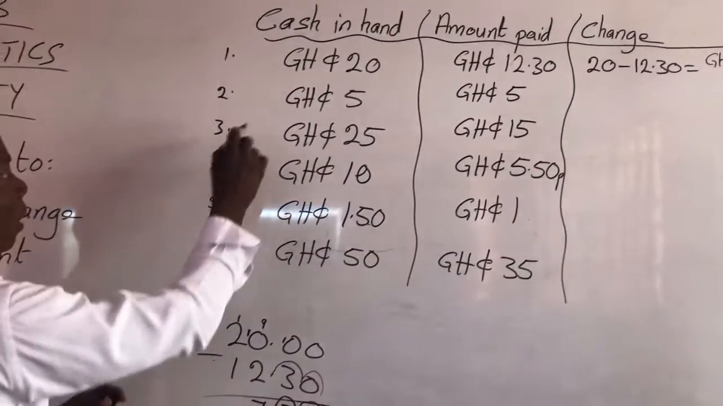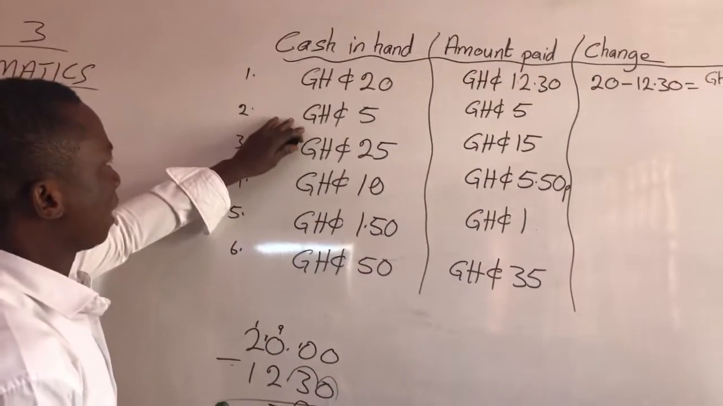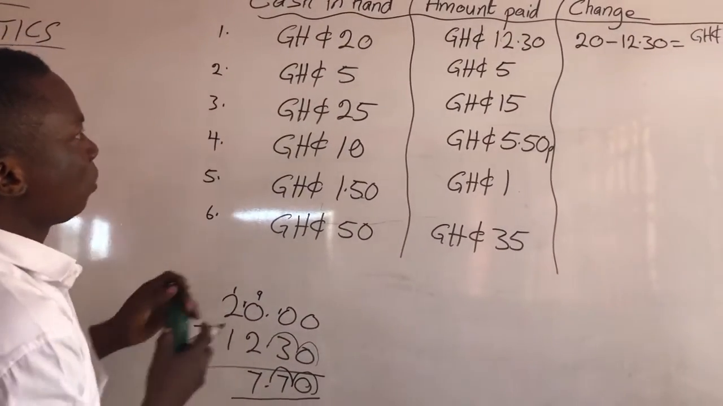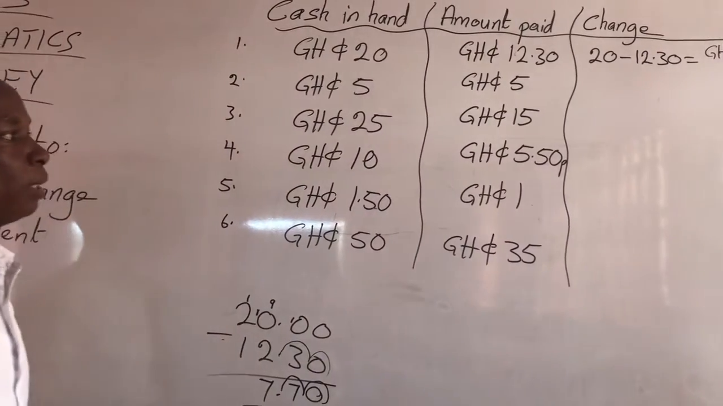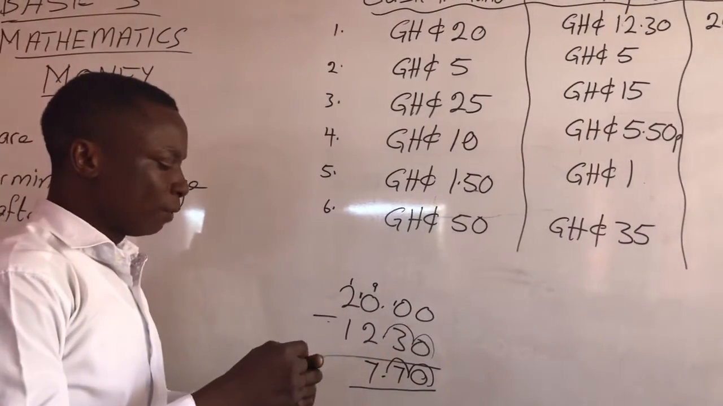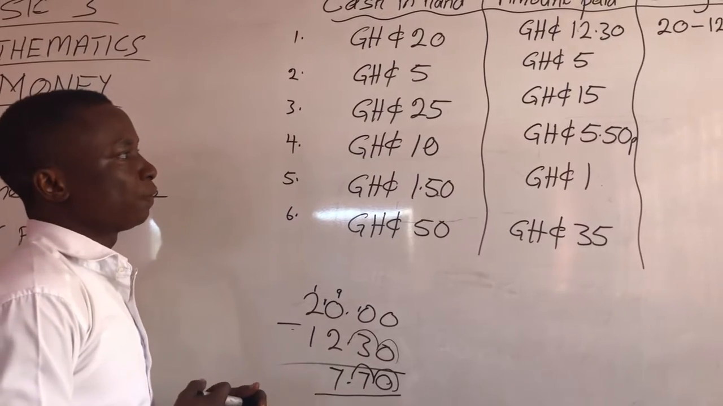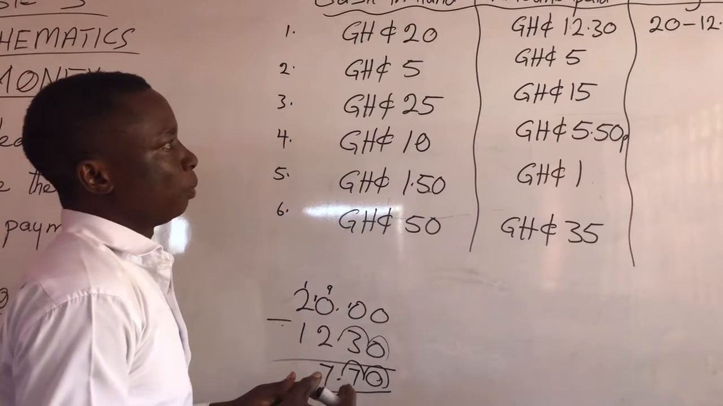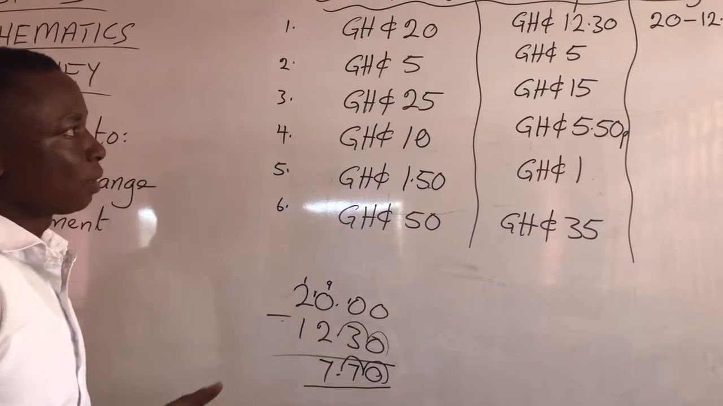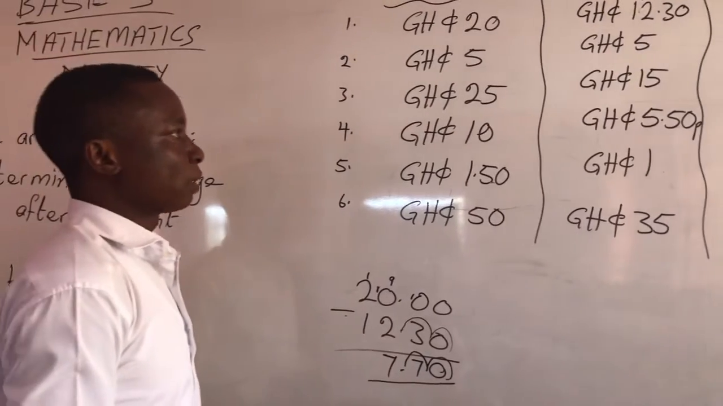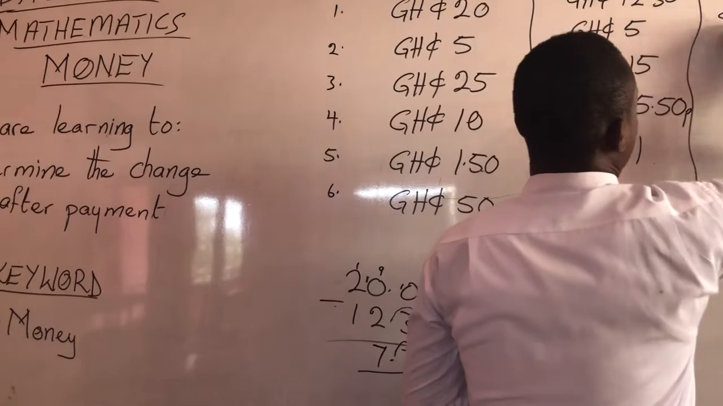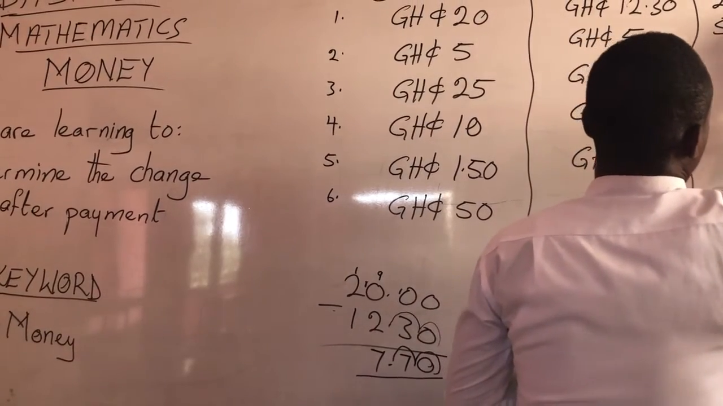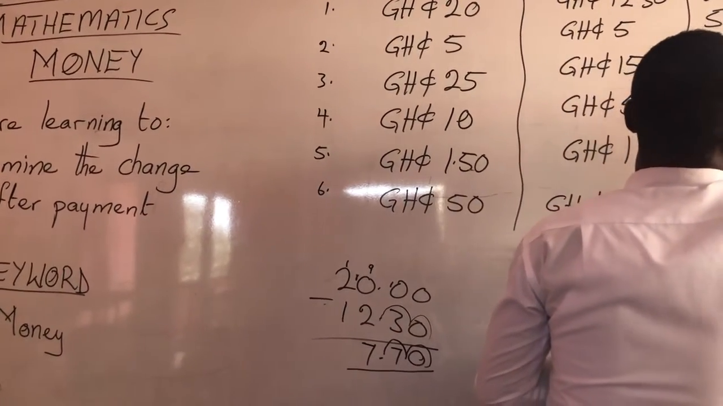Alright. The second one, you bought an item, you have 5 cedis and you made a payment of 5 cedis. What will you be left with? Your parents gave you 5 cedis and you bought food that went for 5 cedis. How much will you still be left with? You don't have anything left. So you have to do that. 5 minus 5 will give you 0.